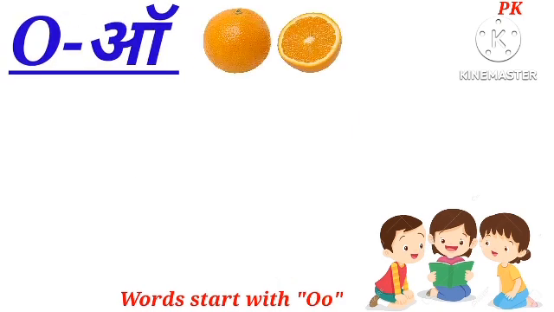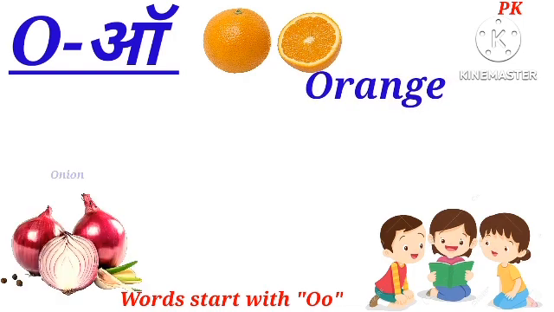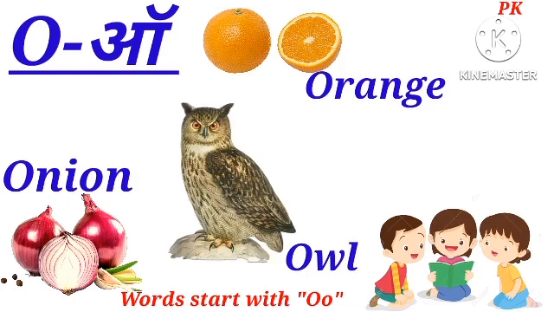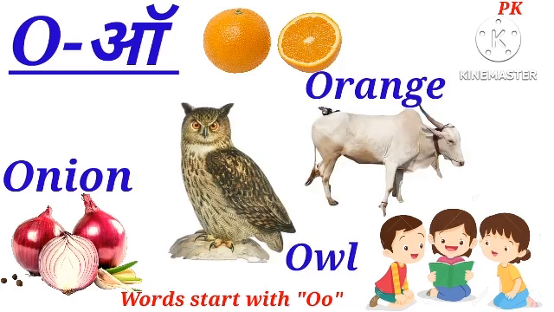Next is O. It sounds O. Orange. Onion. Owl. And ox. So here, what is the starting letter? O, and it sounds O. So O says O.